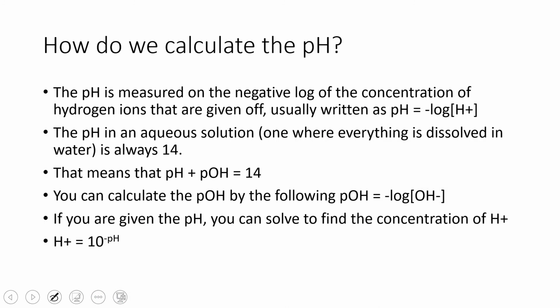So we can also calculate the pH. pH is measured on the negative log of the concentration of hydrogen ions that are given off. It sounds really complicated, but really it's just a math equation that tells us that pH is equal to the negative log of H positive ions. Concentration of H positive. These little brackets here mean concentration. The pH is in an aqueous solution, so remember that is where everything is dissolved in water.